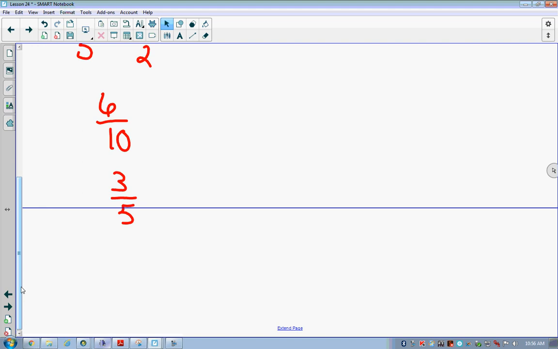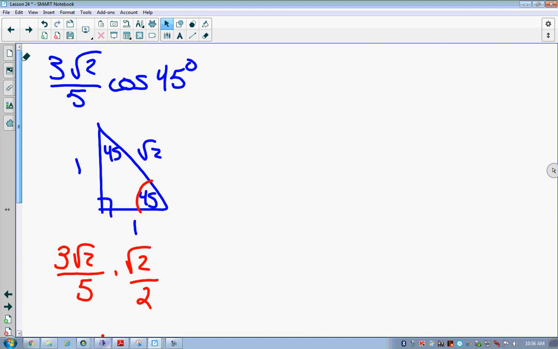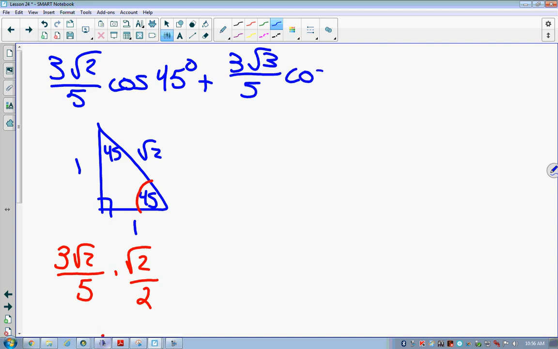Okay. All right, just in case we need it. All right, let's come back up because we're going to do these one part at a time. Okay, then it says plus 3 radical 3 over 5 cosine 30 degrees, right? Okay. So yeah, 30, 60, 90. We want the cosine from the 30. So this one matters a little more. What goes opposite of 30? 1. What's my hypotenuse?